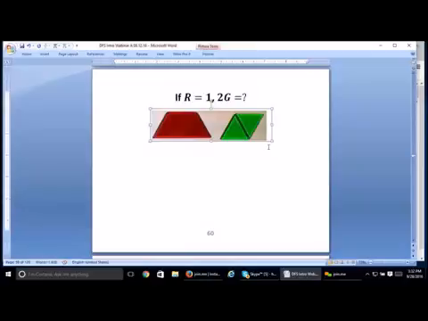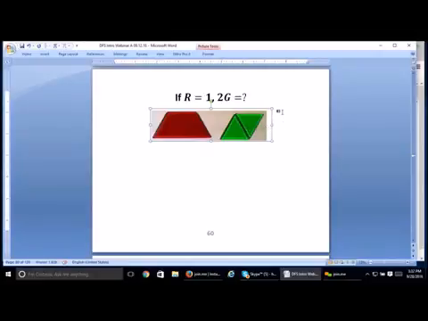How about if R equals 1? What is 2G? If R equals 1, what equals 2? How much is 2G? The answer is 2/3. Okay.